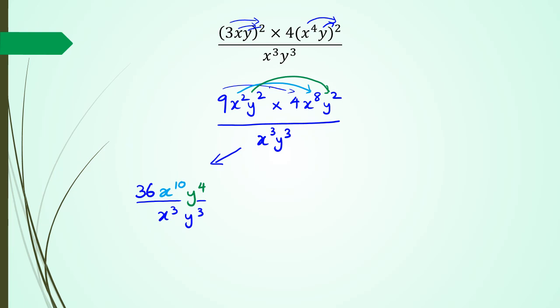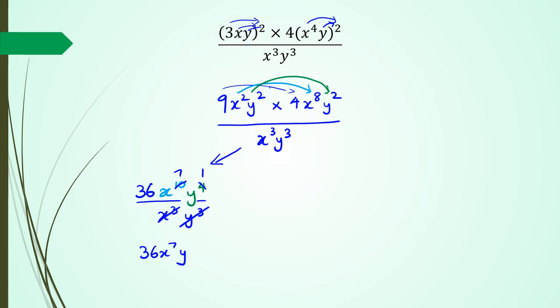X to the power of 10 divided by x to the power of 3, well, that cancels out, and we're left over with 7 x's, x to the power of 7 in the numerator. And as for the y cubed, it gets cancelled out, and we're left with y to the power of 1 in the numerator. So what we end up getting is 36 x to the power of 7, y by itself.